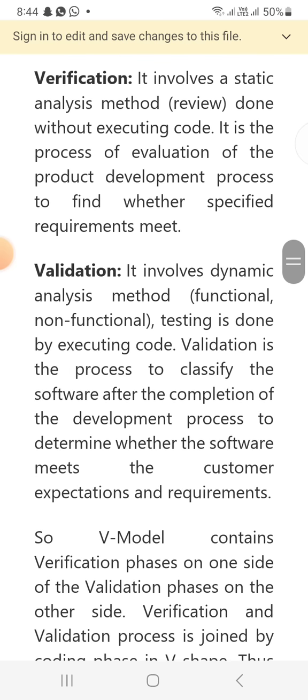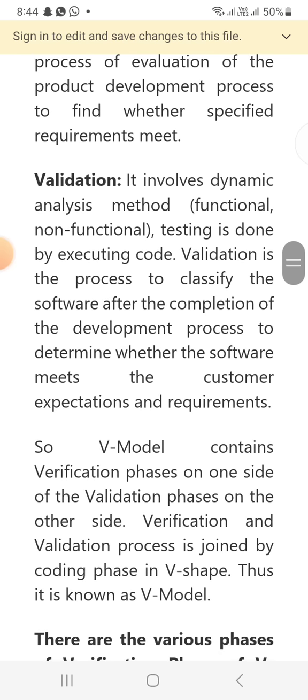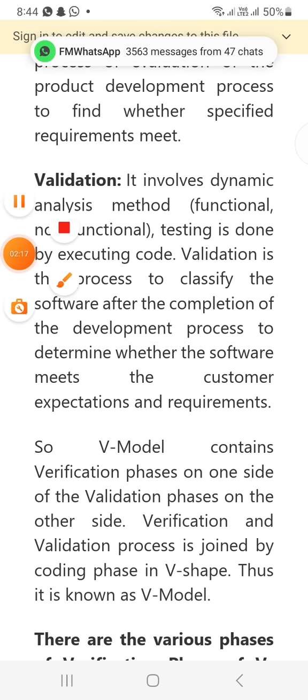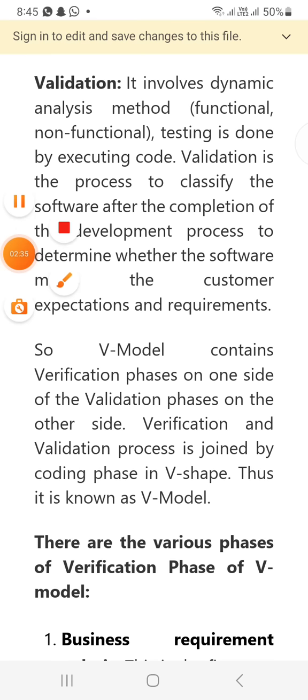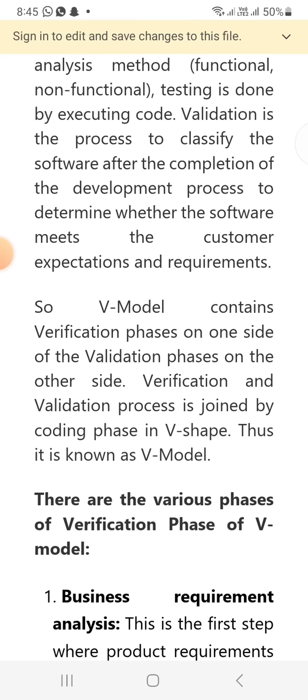So next is validation. What is validation? It involves dynamic analysis methods, functional and non-functional testing, done by executing code. Validation is the process of evaluating the software after the completion of the development process to determine whether the software meets the customer's expectations and requirements. So the V model contains verification phases on one side and validation phases on the other side. The verification and validation process is joined by the coding phase in a V shape, so it is known as V development.